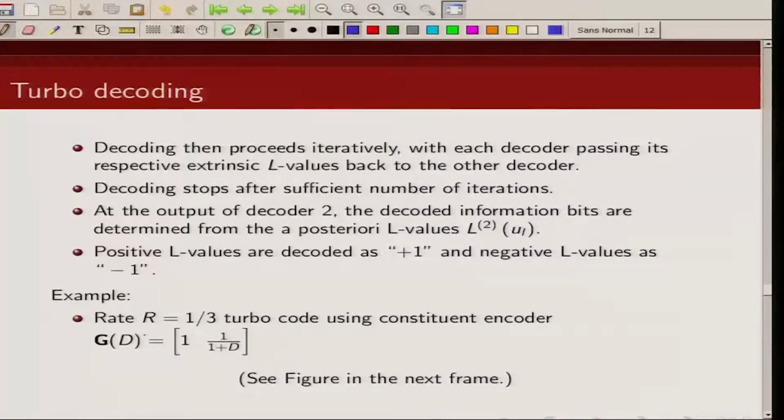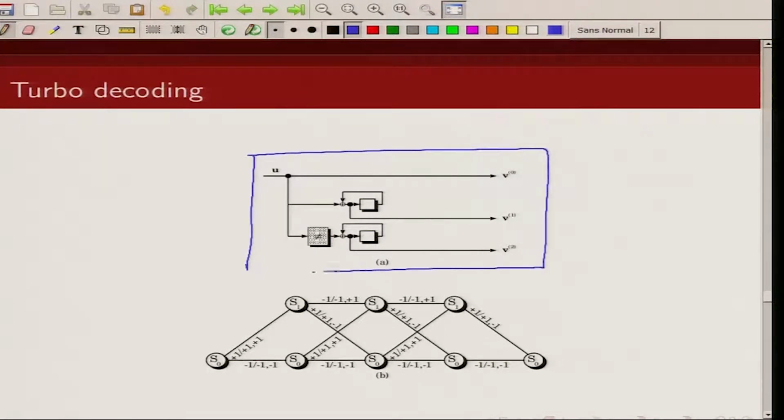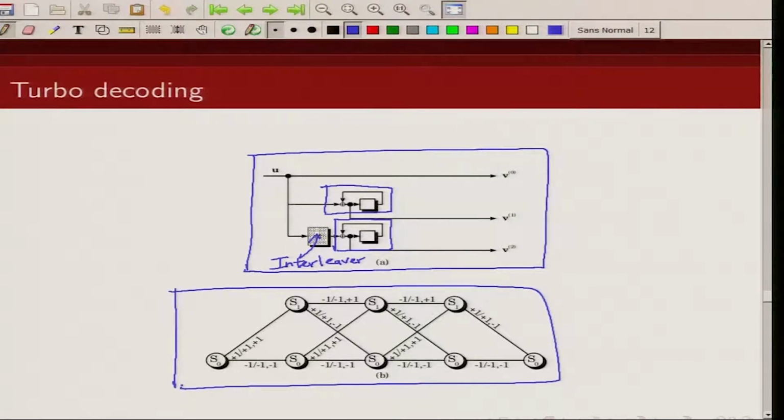We are considering a rate 1/3 turbo code where the constituent encoder is this 2-state encoder. So, our turbo code is this. Each one of them is using this 2-state recursive convolutional encoder. This is my interleaver, and this is the state diagram corresponding to this convolutional encoder.